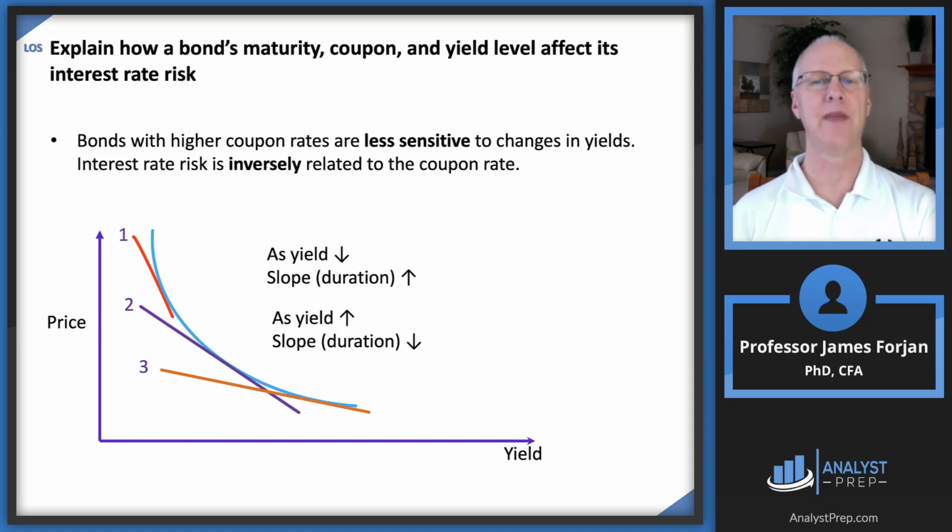Now let's go ahead and expand that conversation to coupons, and this is pretty simple. Bonds with higher coupon rates, let's say 10% versus 5%, are much less sensitive to changes in yields. So interest rate risk is inversely related to the coupon rate.